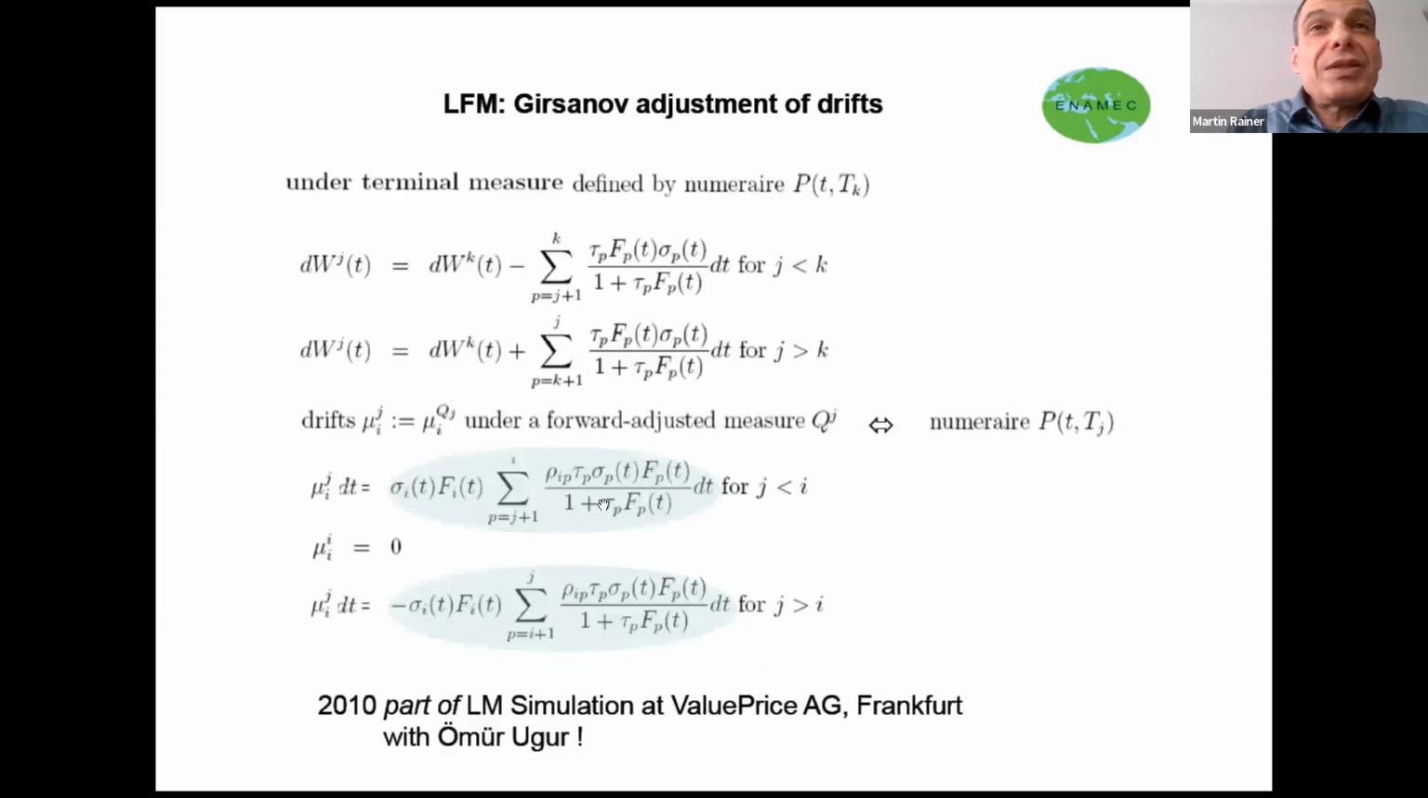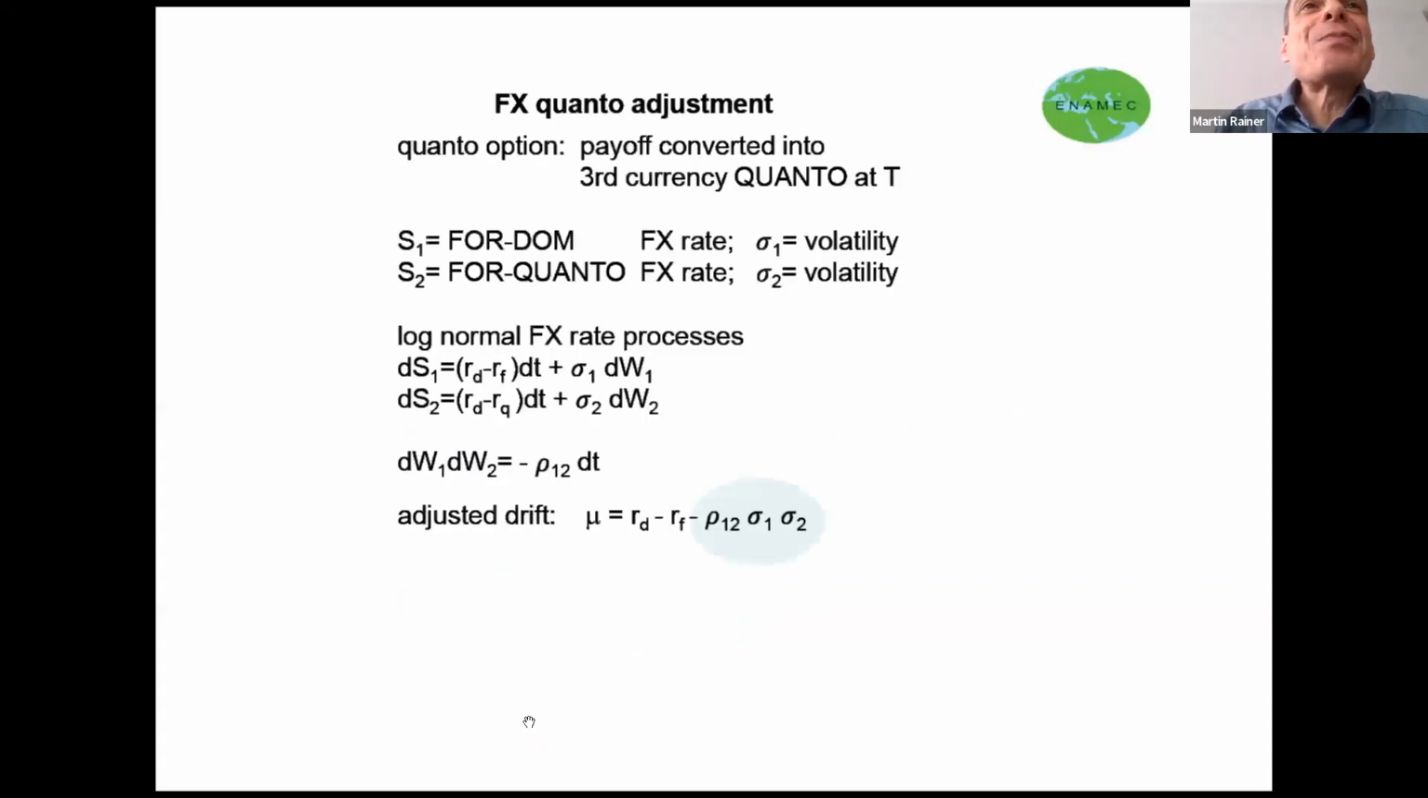Yes, you see again here these marked up expressions for the drifts. This was in 2010, more than 10 years ago, a project where it was supposed to save the risk, an efficient LIBOR market simulation we set up.